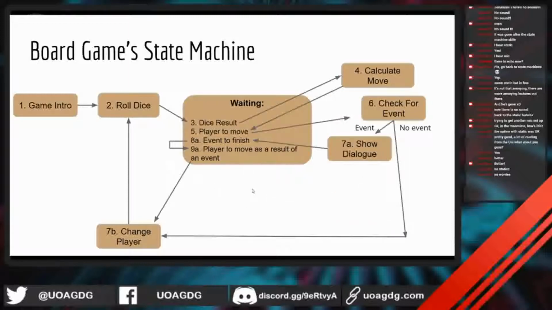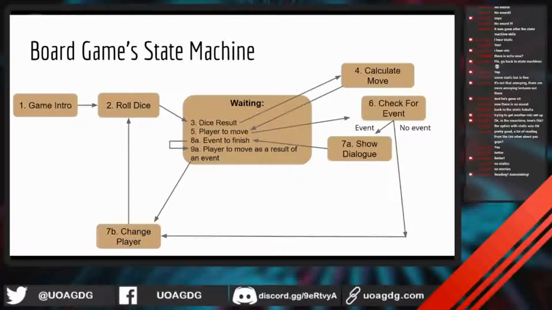So just to follow the sequence: game intro moves to roll dice, then while we're waiting for a dice result, once that's finished, calculate move, back to player to move while we're waiting for that. Once we're done, check for event. Is there an event on that space that we've just gone to? If there's no event, go to 7b, change player. If there is an event, then show dialogue for that event, finish off the event, and then player to move as a result of the event.